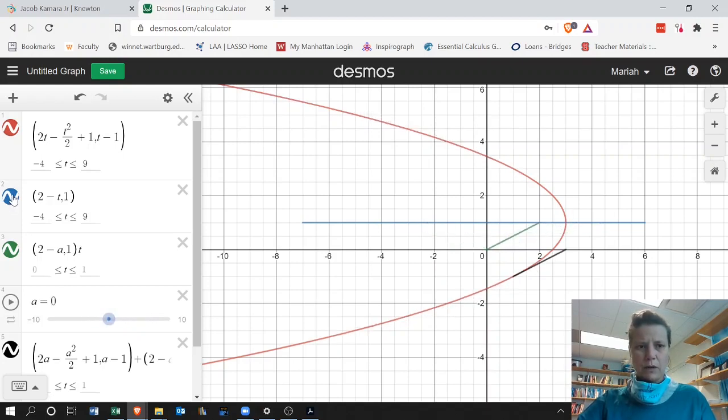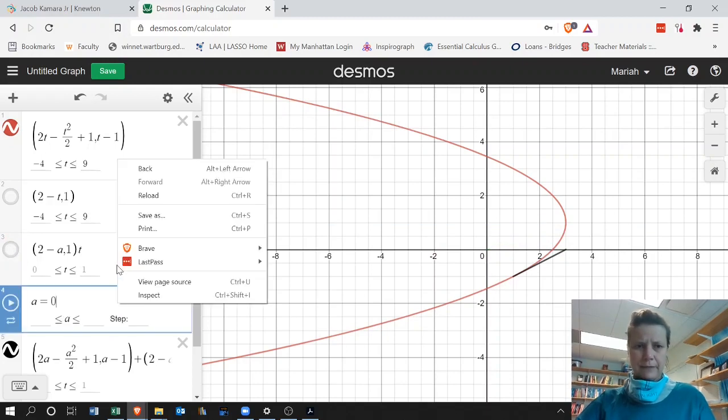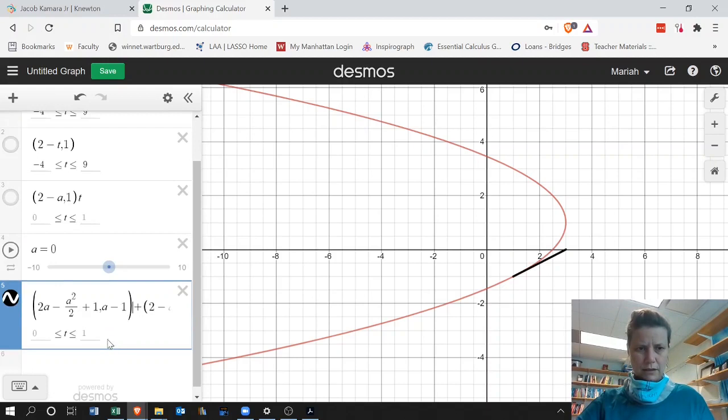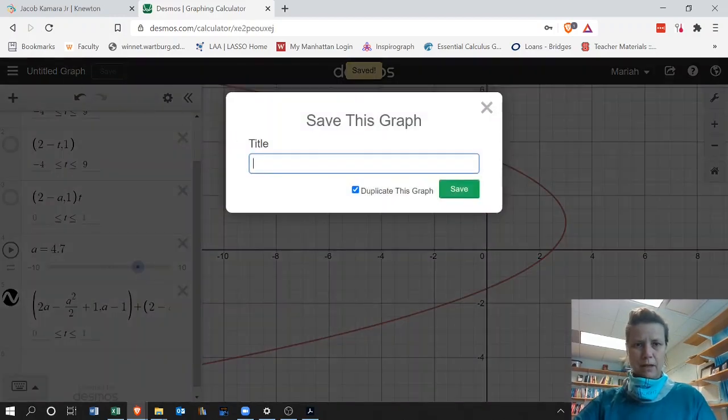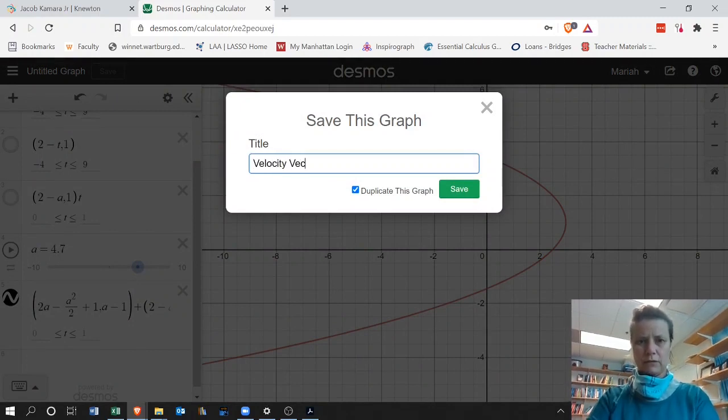But then I said, well, we don't really want to see these things. And so I just had it go like this. So hopefully that's what you were looking for. I need to call this something, so I'll call it velocity vector.